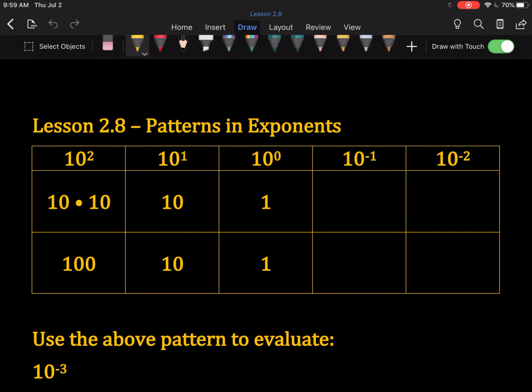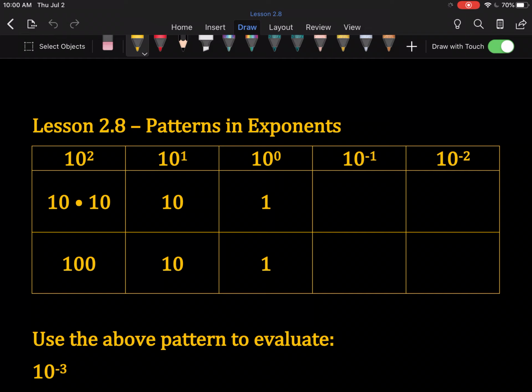Lesson 2.8 is called Patterns in Exponents, but it's really dealing with negative integers. Sorry, negative exponents. Integers are negative numbers. It's going to deal with negative exponents. So there's a pattern to all of this.